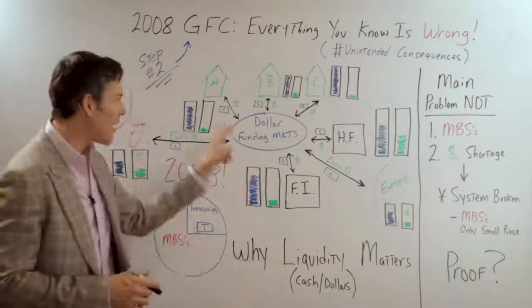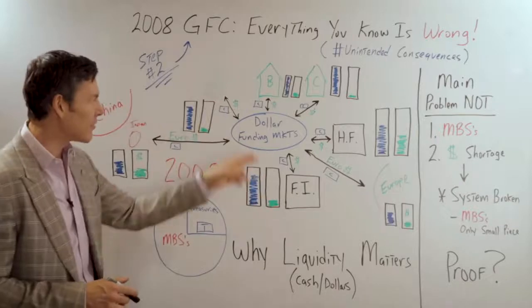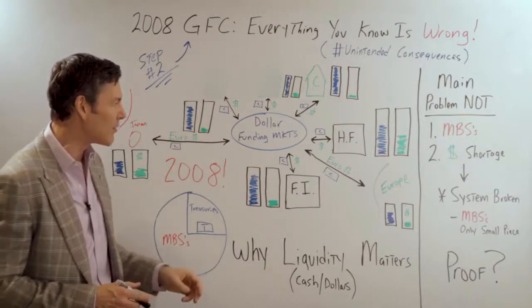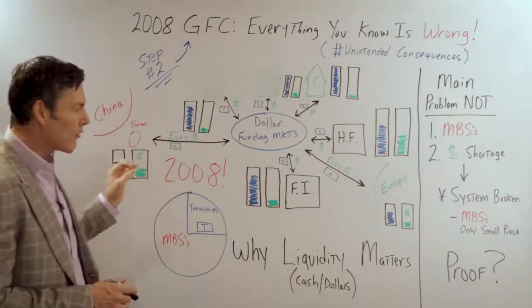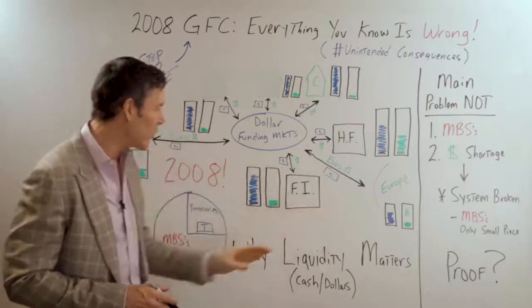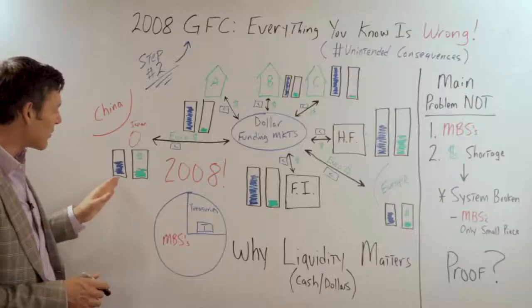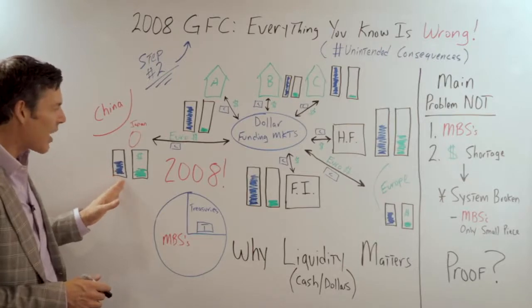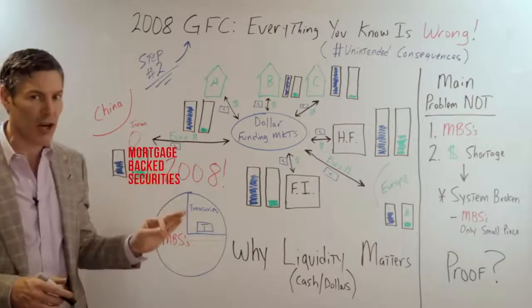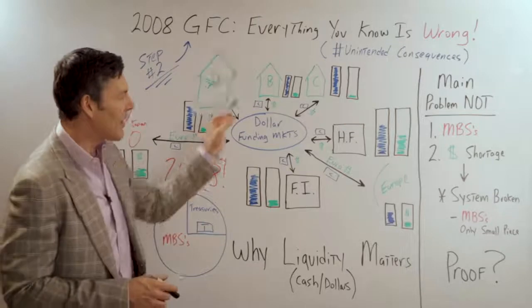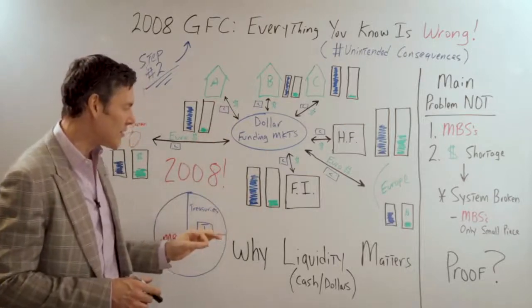What happens? Entity A, out of business. Entity B, out of business. And this problem reverberates out into not only Europe, but into the entire world, because a lot of the collateral that they had were mortgage-backed securities, just like the entities in the United States.